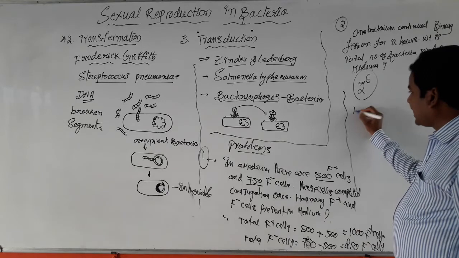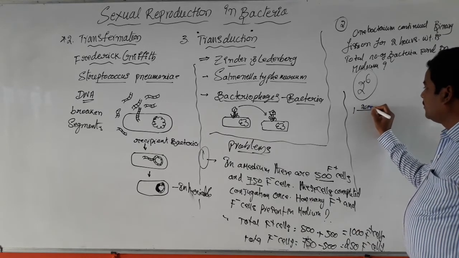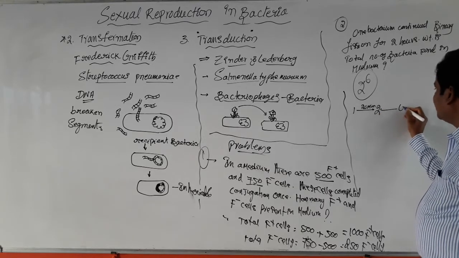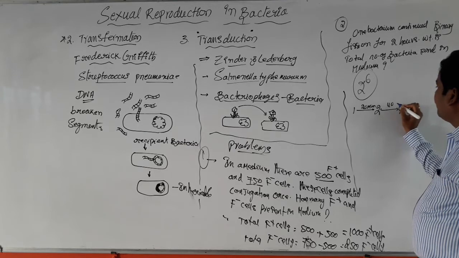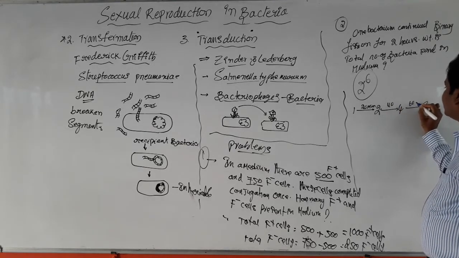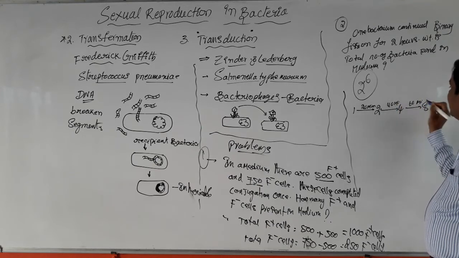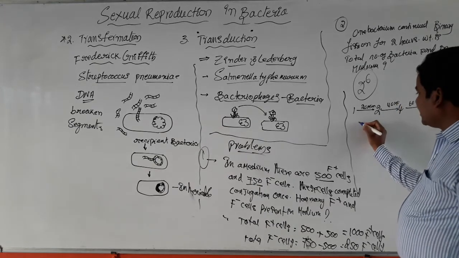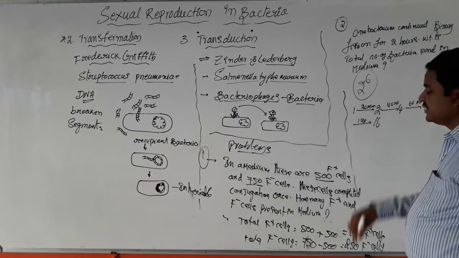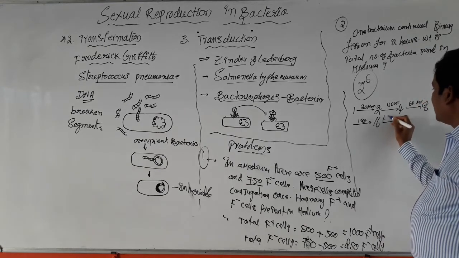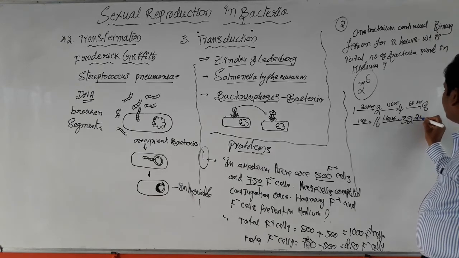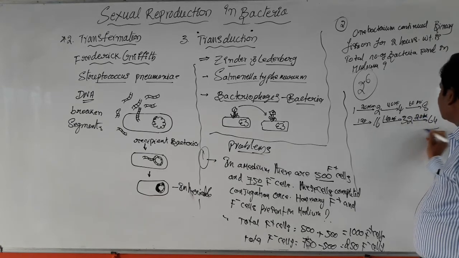One bacterium multiplies into 2 bacteria in 20 minutes. Now 2 is multiplied into 4 in 40 minutes. 4 is multiplied into 8 in 1 hour. And 8 is divided into 16 at 1 hour 20 minutes. At 1 hour 40 minutes, 32. At 2 hours, 64 cells are formed.